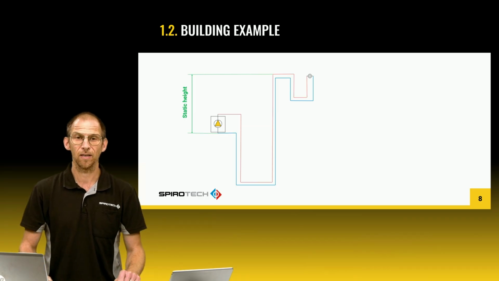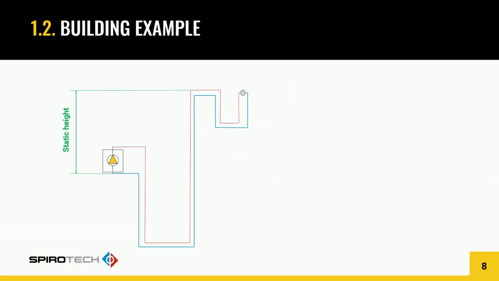Let's take a building as an example. On the left side, I'll get my laser pointer, we have a boiler with a pump, and on the right side we have the farthest end user, or the farthest user at the end of the system. And in between we have piping that transports the energy.